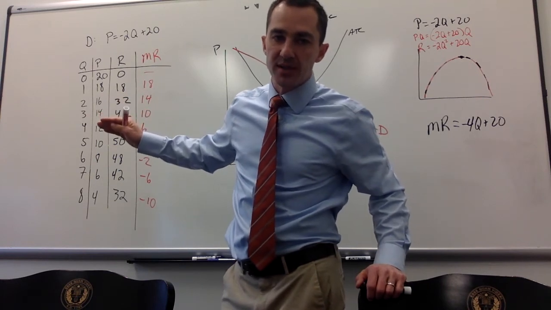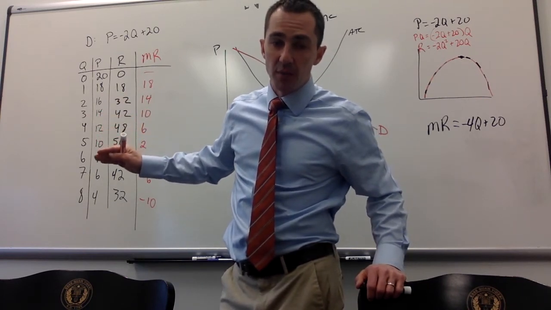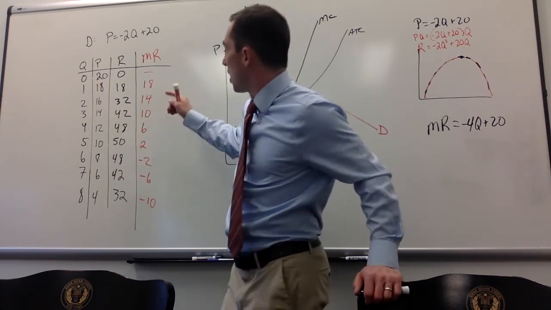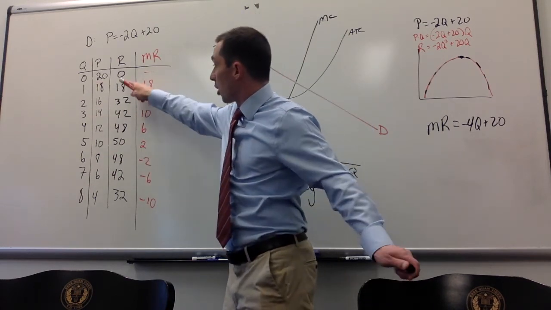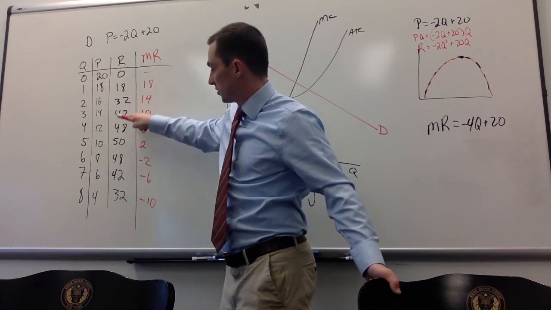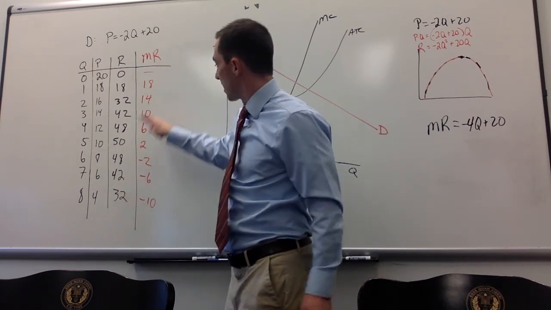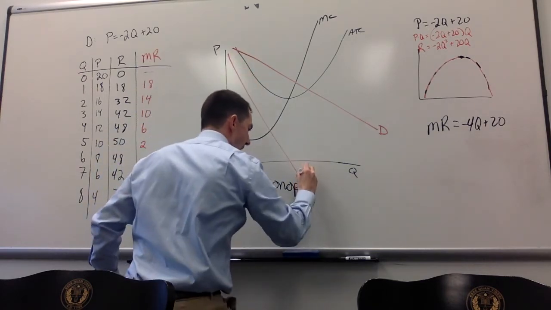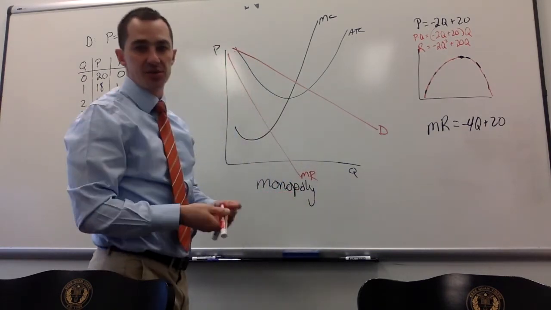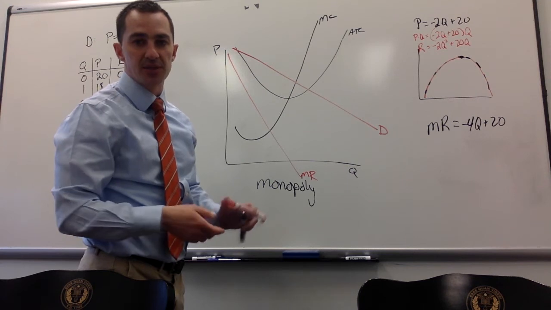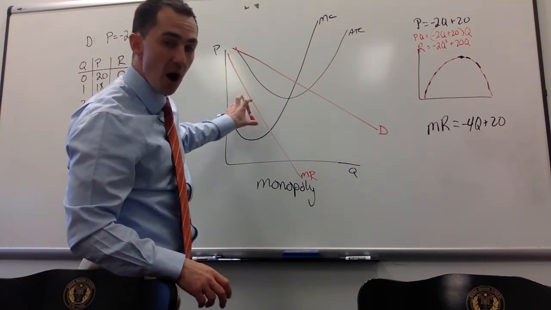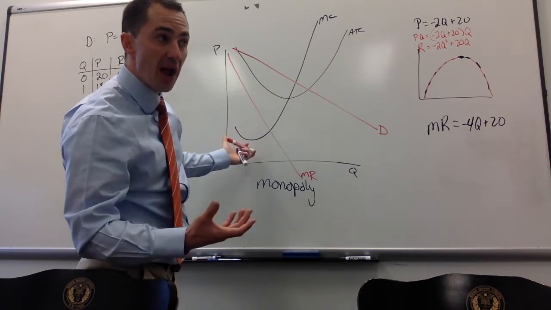When you lower the price to sell more, you have to lower the price for everybody. That's why our revenue goes up slower and slower, and eventually comes down. So our marginal revenue is decreasing by twice as much.